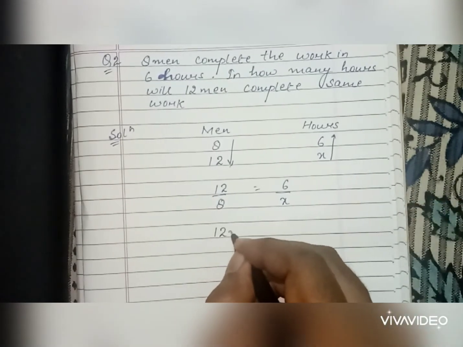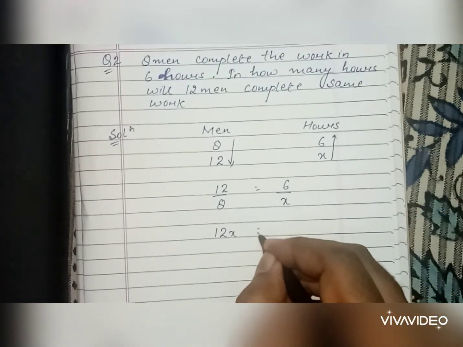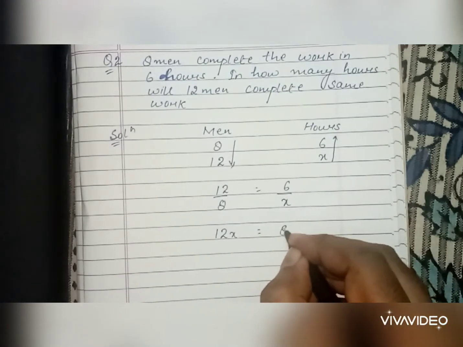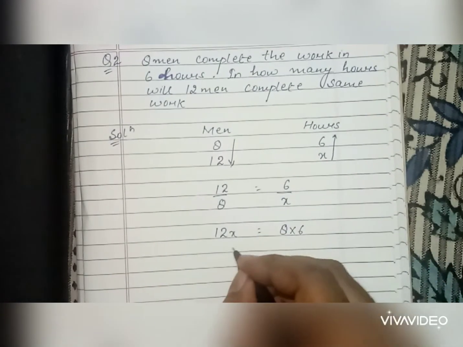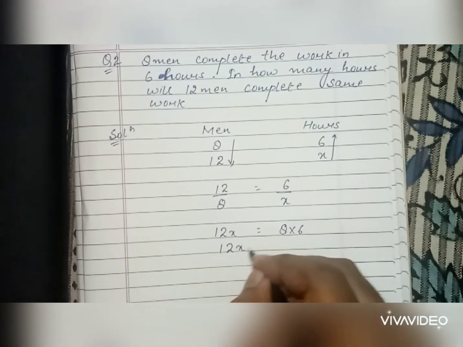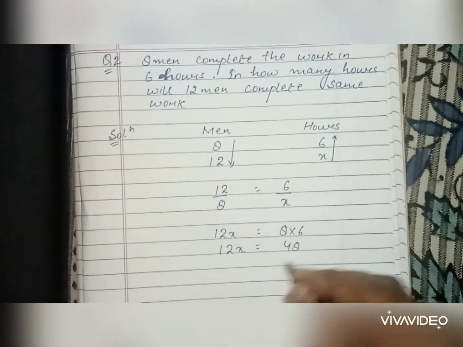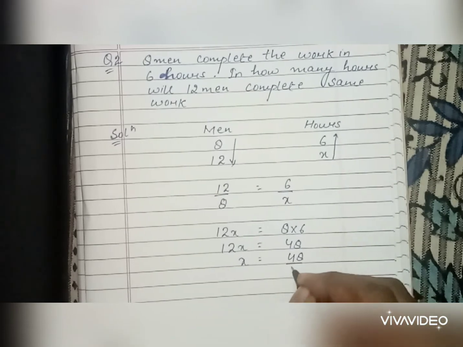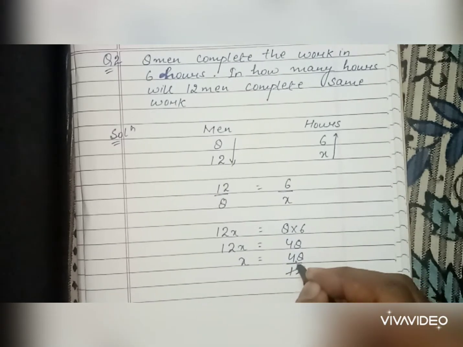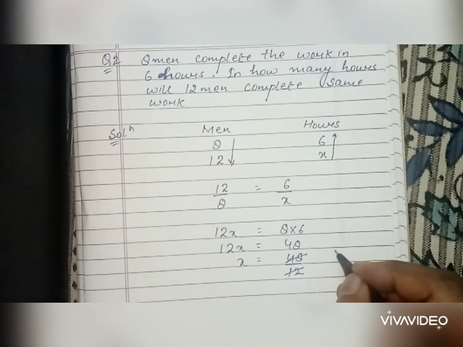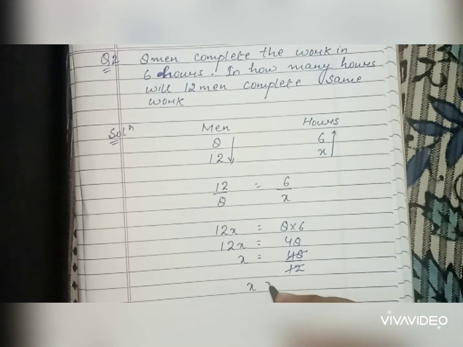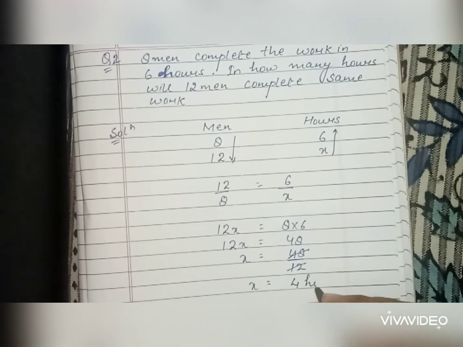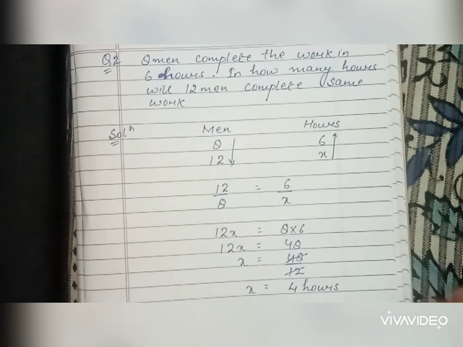So this is 12x after cross multiplication, and this is 8 multiplied by 6. So 12x equals 48, and x equals 48 upon 12. 12 fours are 48. So 4 hours are required.